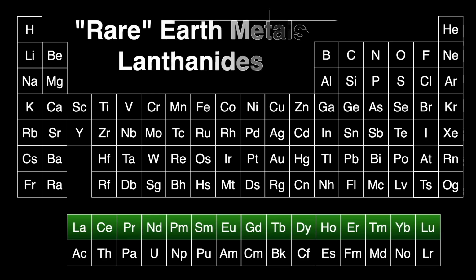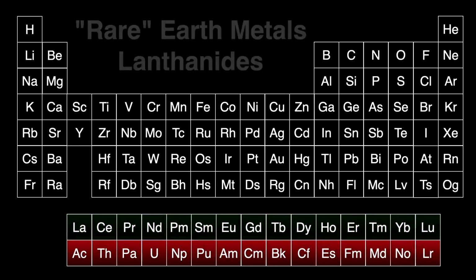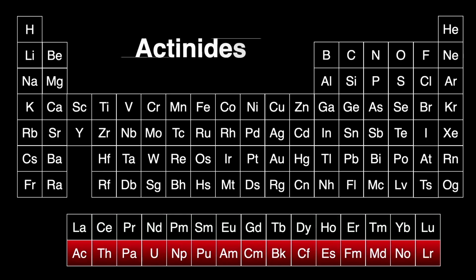The F block below the table contain the almost indistinguishable rare earth elements, or lanthanides, named after the first element of the row, lanthanum. These elements aren't really very rare, they're just hard to chemically separate. And the actinides below the rare earths, named after that row's first element, actinium, are all radioactive.